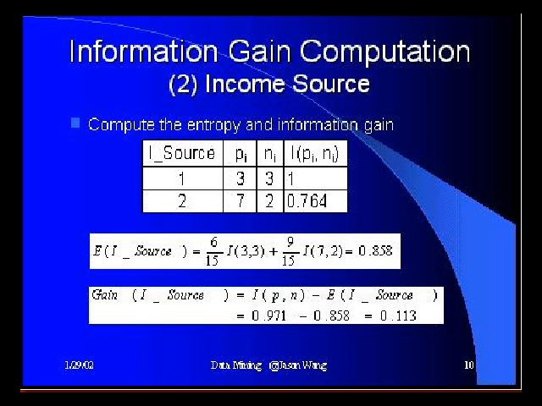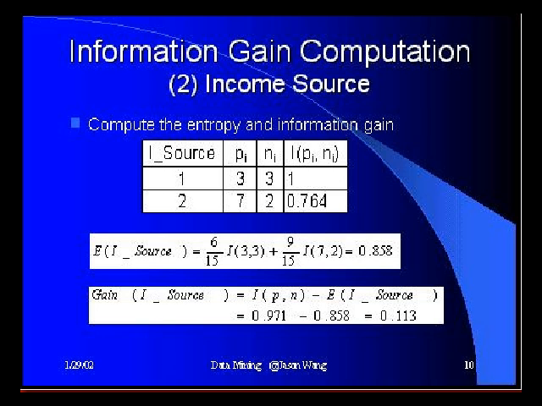For S2, you do similar calculations and a similar counting on the original training database. So you have 7 positive training examples in S2. You have 2 negative training examples in S2, where S2 contains all the training tuples whose income source is 2. All right? And you plug these numbers into the I(P, N) formula, you get this number 0.764. And then you calculate the entropy for the income source. By plugging these numbers into the formula, you get 0.858.